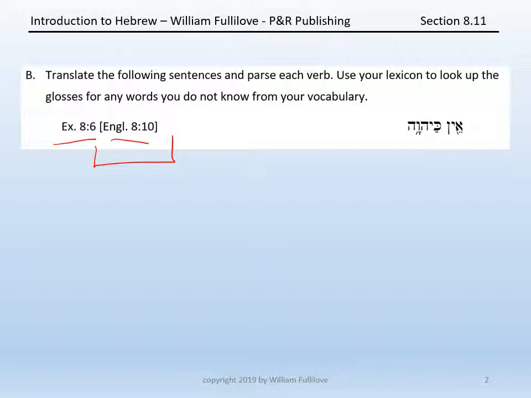The phrase is Ein ka Adonai. So ein, we know from this chapter and from our vocabulary, is the particle of non-existence. There is not, and then we have the preposition ka on the front. Now because I have the patach vowel, I know that this form is going to be hiding a definite article. So ka is like, so there is none like Adonai. There is none like the Lord. Do the rest of the examples in B to practice your work.